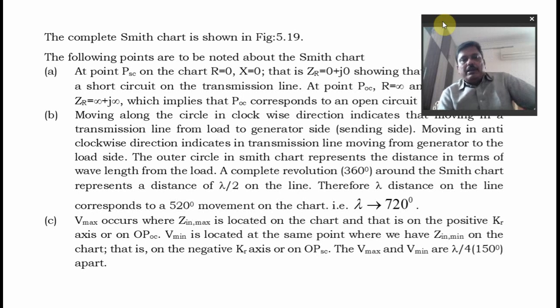Vmax occurs where Zin max is located on the chart, and that is on the positive kr axis, or on OPC. Vmin is located at the point where we have Zin min on the chart, that is on the negative kr axis, or on OPSC. The Vmax and Vmin are lambda by 4 apart.